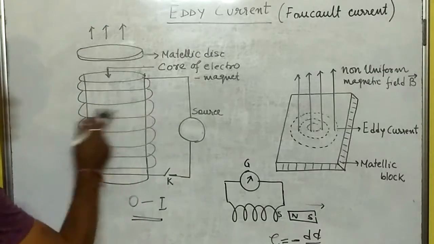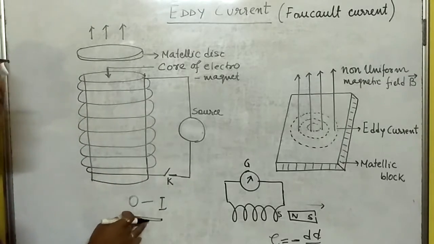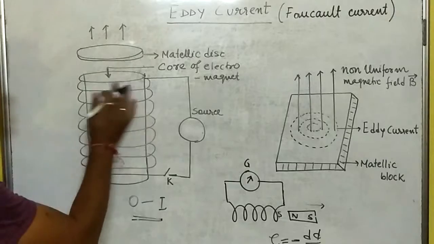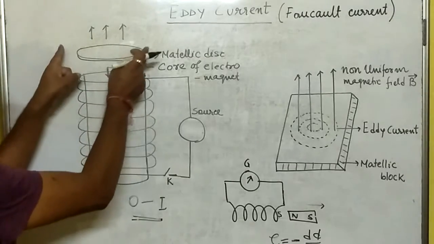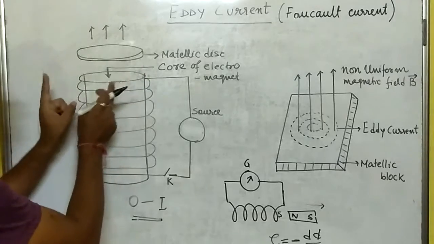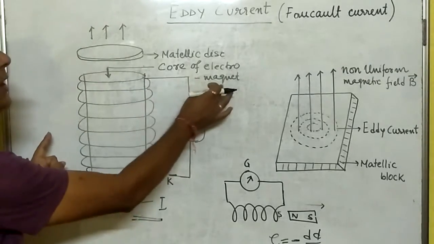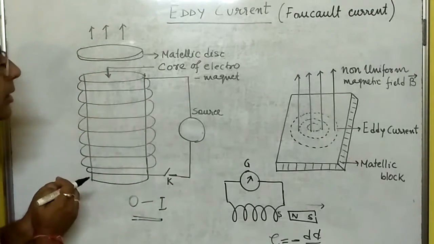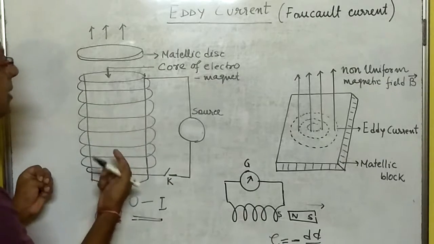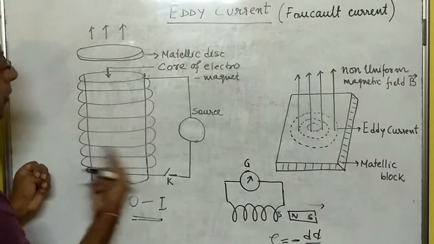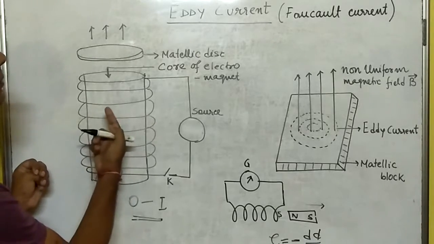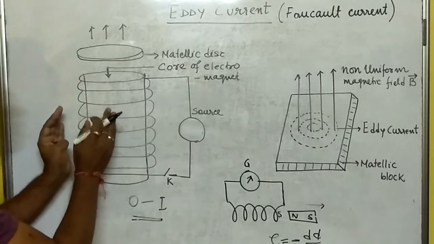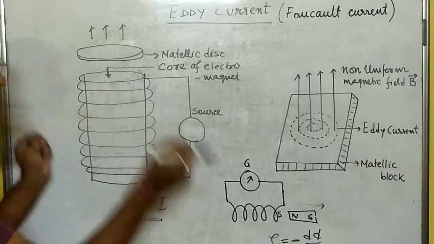When the current increases from 0 to I in the coil, there is a change in current, or in other words, there is a change in magnetic flux. This metallic disc is placed over the core of the electromagnet. So this becomes an electromagnet, and the metallic disc is placed over its core. Now, when the current changes in the electromagnet, the magnetic field also changes. In other words, there is a change in magnetic flux.